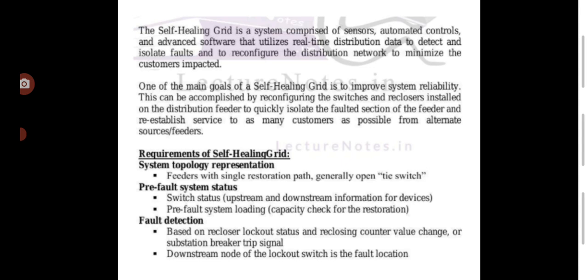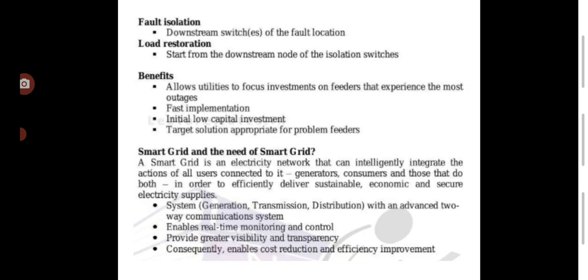Right. Then the fault detection. Based on the reclosure lockout status and the reclosing counter value change or substation breaker trip signals, the fault could be detected. Then the next one is the downstream node for the lockout switches, which is the fault location. Right. Next one is fault isolation. Under this, there are the downstream switches of the fault location.